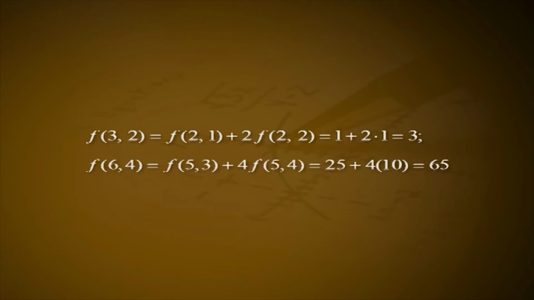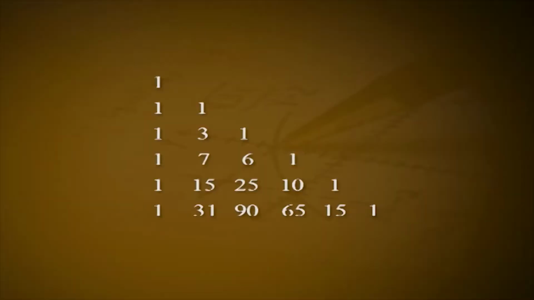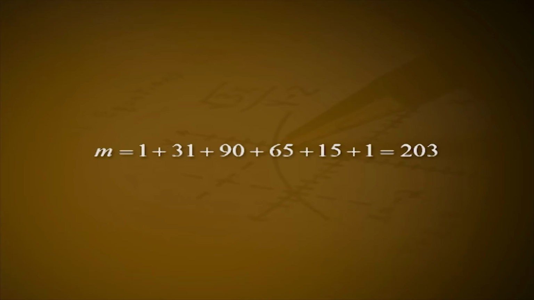Using the recursion formula, we have f(3, 2) equal to f(2, 1) plus 2 times f(2, 2), that is 1 plus 2 times 1, which equals 3. f(6, 4) is equal to f(5, 3) plus 4 times f(5, 4), that is 25 plus 4 times 10, which equals 65, and so on. The triangle is given in figure 2. B. Using row 6 in figure 2, we obtain m equal to 1 plus 31 plus 90 plus 65 plus 15 plus 1, that is equal to 203.